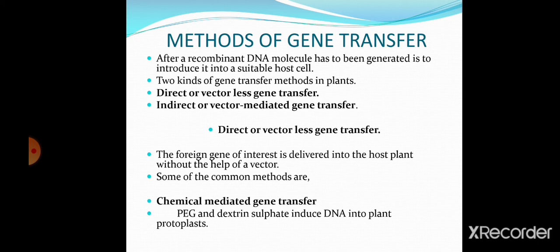First one, chemical mediated gene transfer. Certain chemicals like polyethylene glycol, that is PEG, and dextran sulfate, these chemicals induce DNA uptake into the plant protoplast. So by using these chemicals we can introduce the foreign DNA into the host plant, that is the plant protoplast.